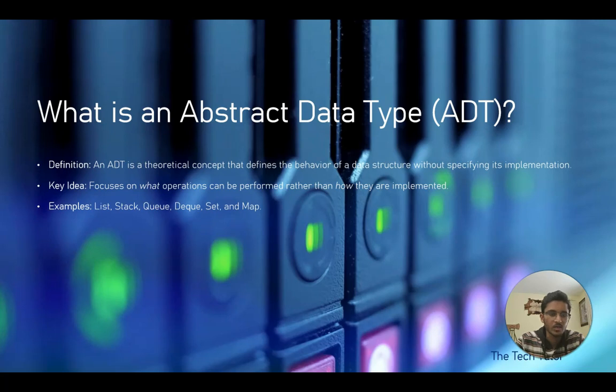Alright, let's get started with the basics. An abstract data type, or ADT, isn't about how data is stored. It's about what you can do with that data. Imagine driving a car. You don't need to know how that engine works to drive it. That's exactly how ADTs work. They focus on the operations you can perform, not the behind the scenes details. So ADT is what you can do with the data and not how it is done.